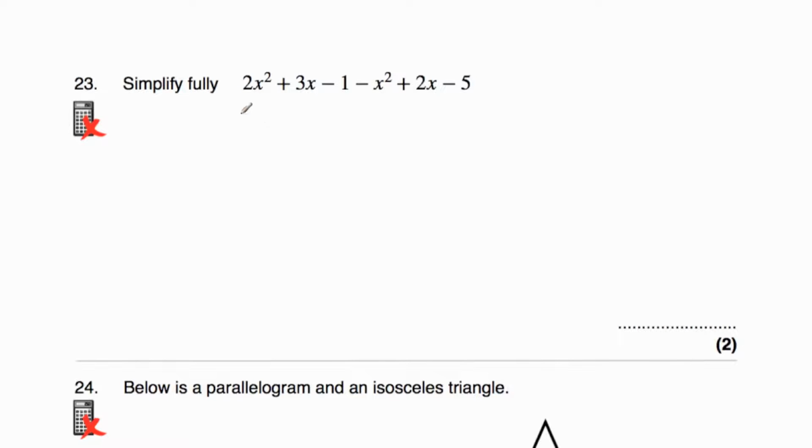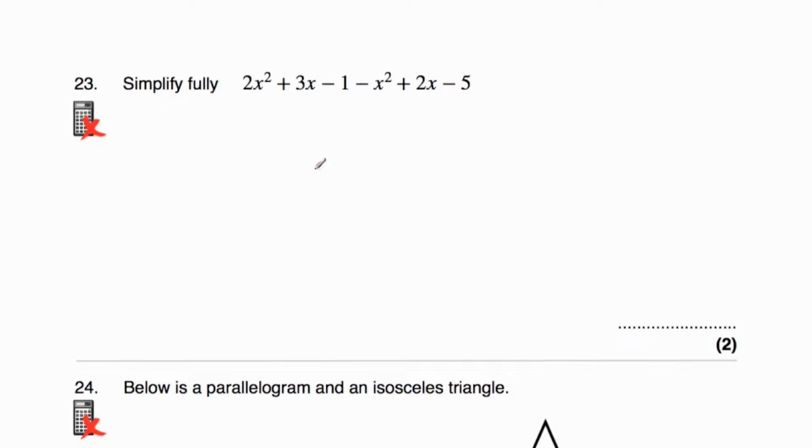So question number 23 says simplify fully 2x squared plus 3x, take away 1, take away x squared, plus 2x, take away 5. Now in this question we've got 3 different types of term. We've got terms involving x squared, our x terms, and then we've got our numbers, or our constants, our -1 and our -5 here.